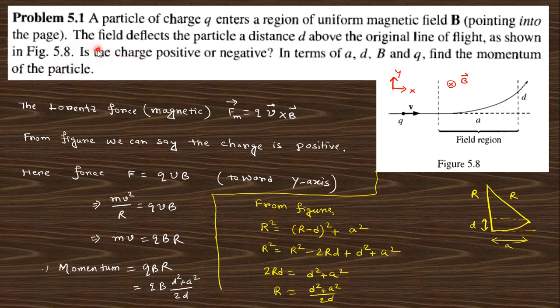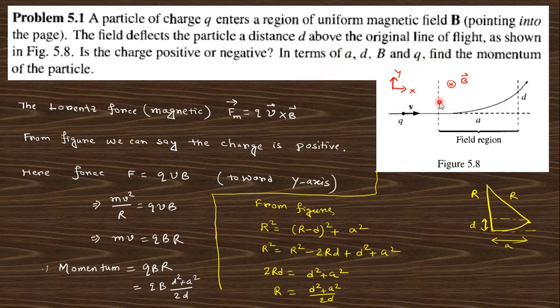So let's start. Question 5.1 says: a particle of charge q enters a region of uniform magnetic field B pointing into the page. The field deflects the particle a distance d above the original line, as shown in this figure. You can see the particle's path would be along that direction without the magnetic field, but due to this magnetic field it changes the path like that. Is the charge positive or negative? Then you need to find the momentum in terms of these quantities.